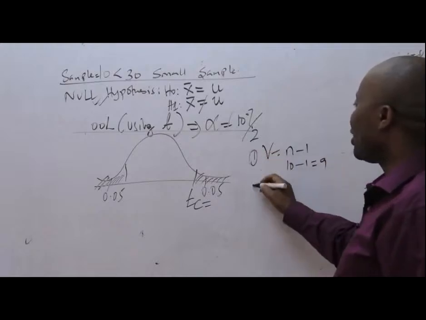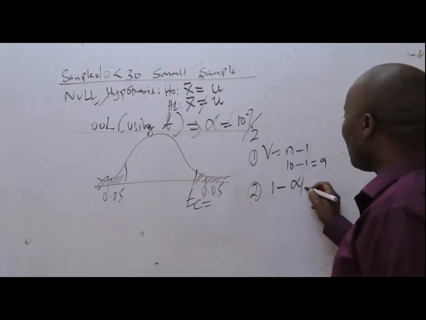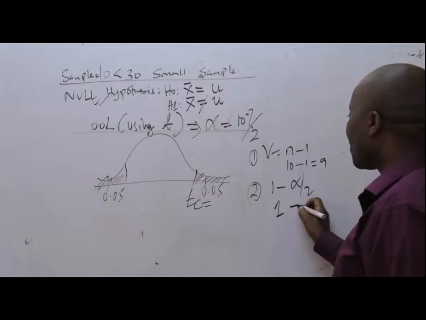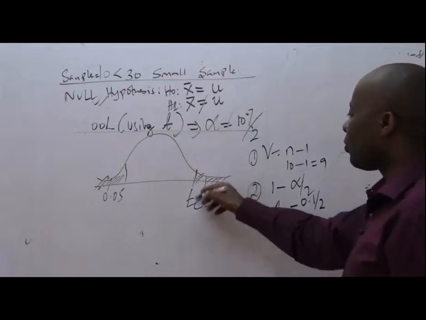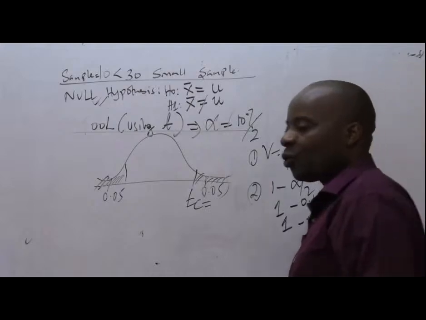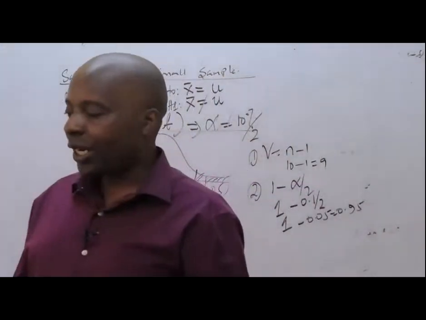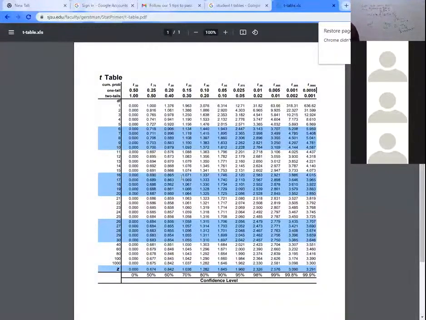And then number 2, the other thing that you need for you to be able to read the T table, you need what we call 1 minus alpha over 2. This time round, we took 0.1 over 2, which will be the same as 1 minus 0.05, which will be 0.95. So please go to your table and look for 0.95, 95% up here.